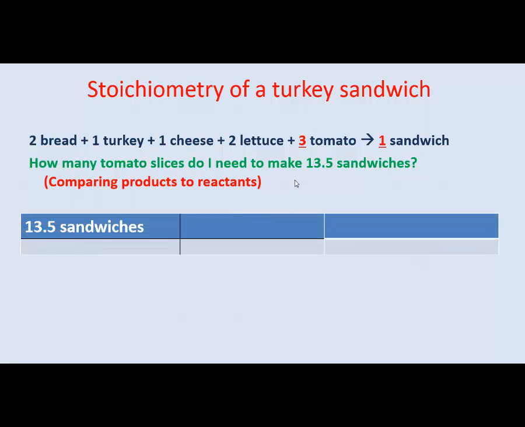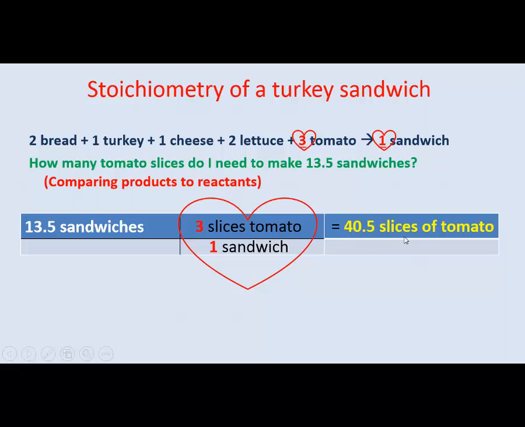And so in this case, the 13.5 sandwiches can still use a stoichiometric ratio, but I need to divide by sandwiches this time instead of by tomato slices. So I know that for every one sandwich, we will need 3 slices of tomato. So I have a 3-to-1 ratio now for my stoichiometric ratio. My stoichiometric ratio is from the coefficients from the balanced equation again. So I can go ahead then and divide by 1 and multiply by 3, and I find I would need 40.5 slices of tomato to make 13.5 sandwiches.